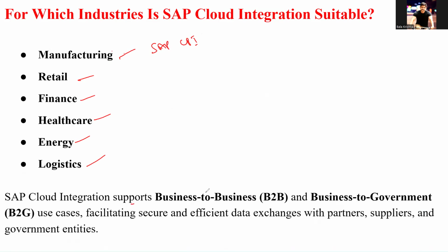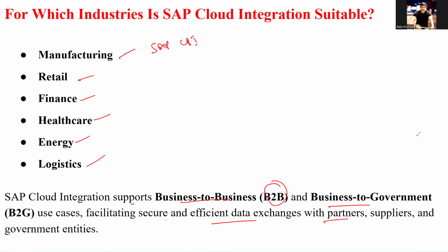SAP Cloud Integration supports business to business B2B and business to government B2G use cases, facilitating secure and efficient data exchange with partners. Suppose you want to exchange information with another person, we need to send it securely. Otherwise someone may hack our data. That is the reason SAP Cloud Integration is very helpful for partners, suppliers and government entities.